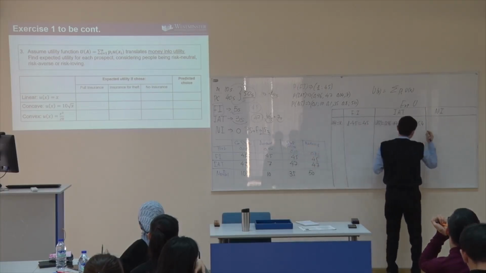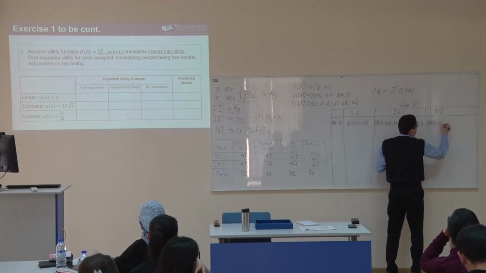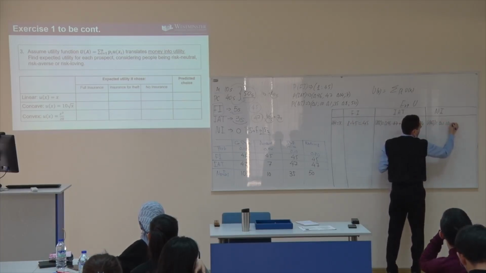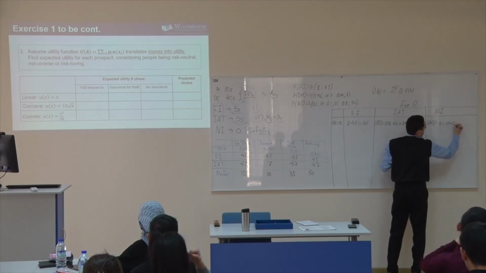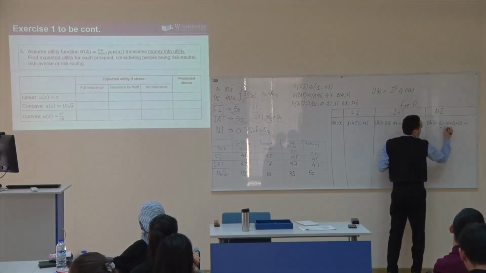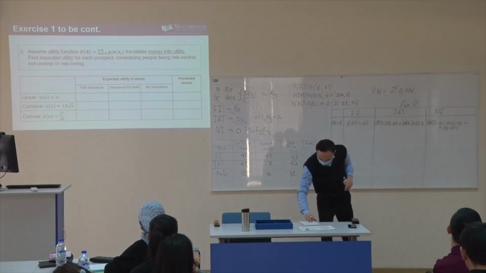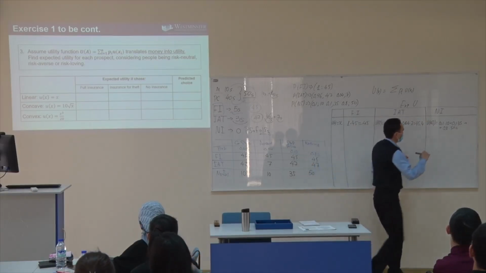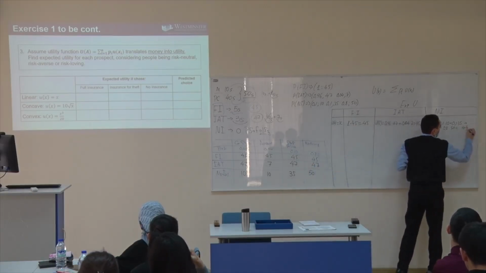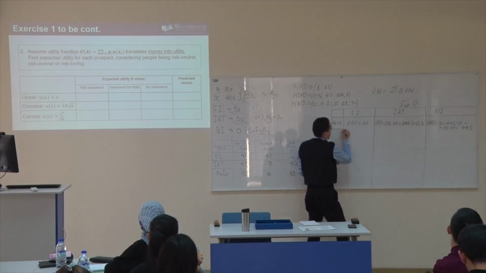And let's do these calculations for the last prospect. No insurance case, so the utility for no insurance is equal to a 10% probability of having 10 sums, plus another 10% probability of 35, plus an 80% probability of 50. Is it right? It's equal to what? 44.5. Okay, good.